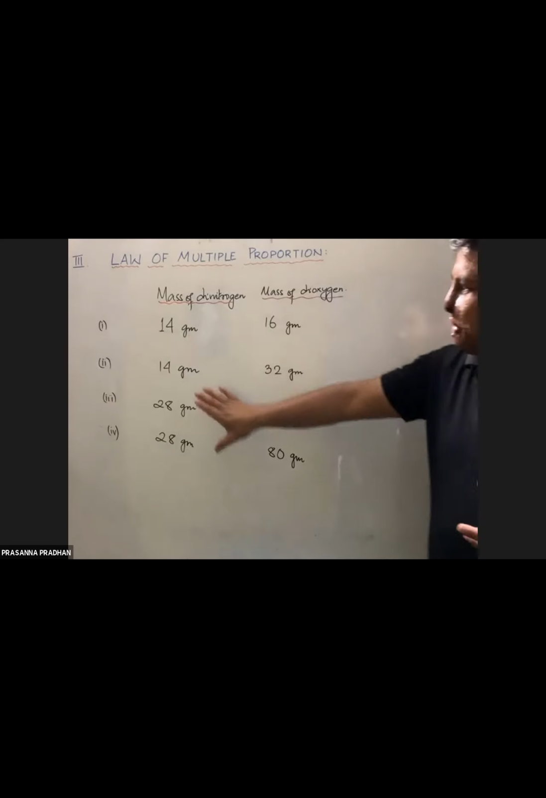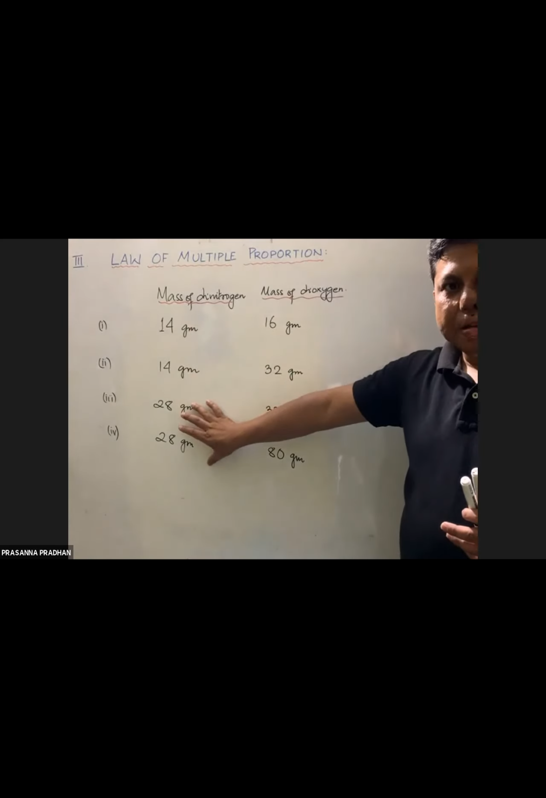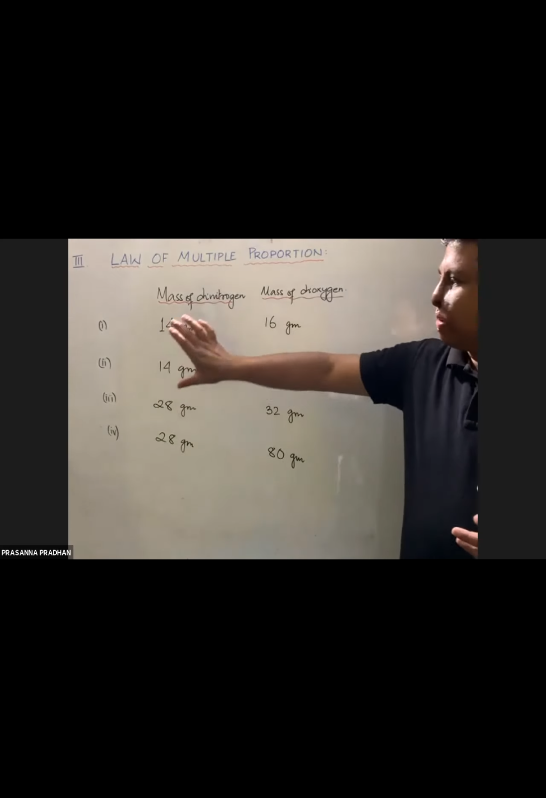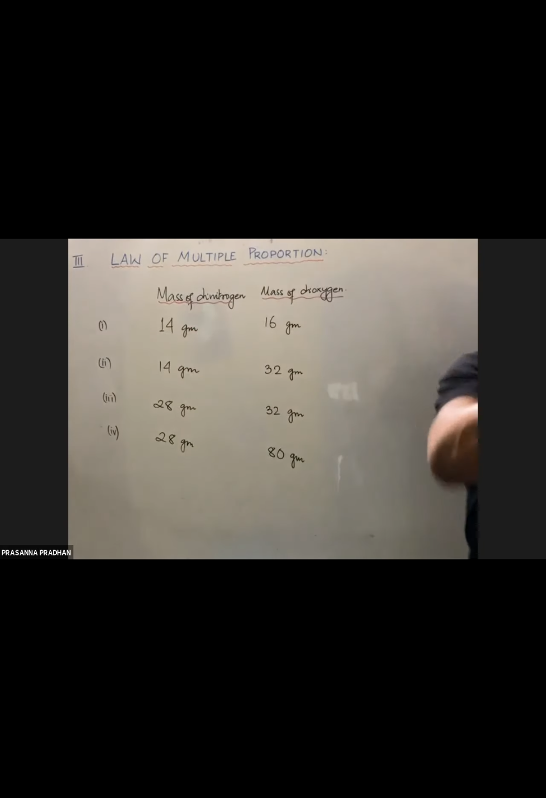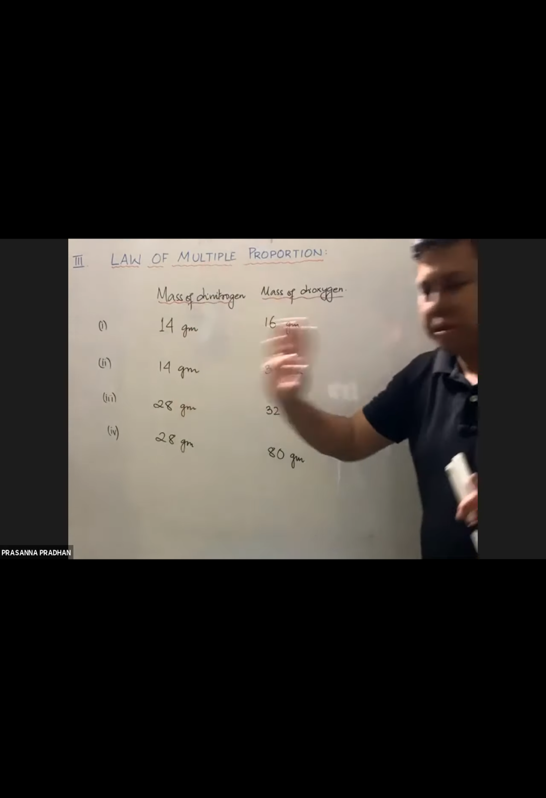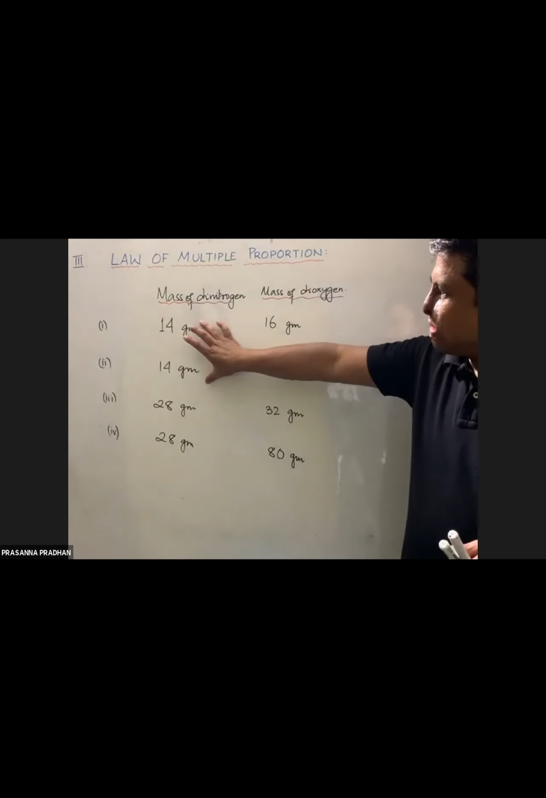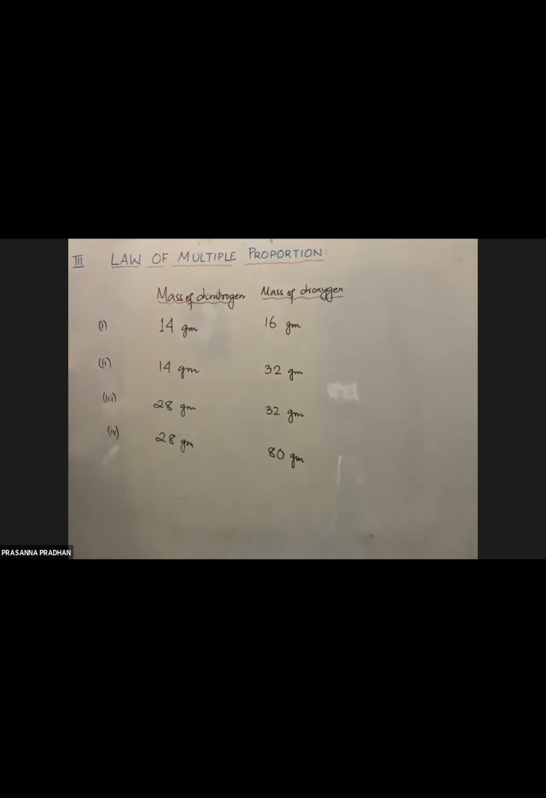Nitrogen. So, will you fix the mass of nitrogen as 14 gram or as 28 gram? You can fix it at 14 gram, 28 gram, or even 1 gram or 2 gram. There are options. Your wish. You want to fix the mass of nitrogen at 14 or 28? 14. Okay, you want to fix the mass at 14 gram.